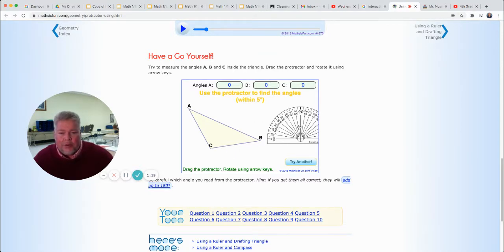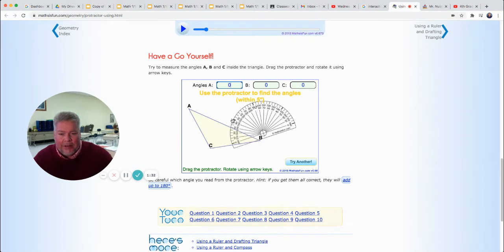What we do is drag this protractor around, just click and drag it, and rotate it using the arrow keys on your keypad. So you push the over button, it'll turn it like this, okay? Or you can push it back. Left and right buttons will turn it around. If you push up, it spins it pretty quickly. Down does the same thing, okay? So you can use your arrow keys.